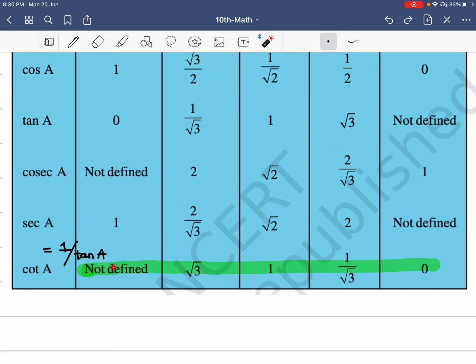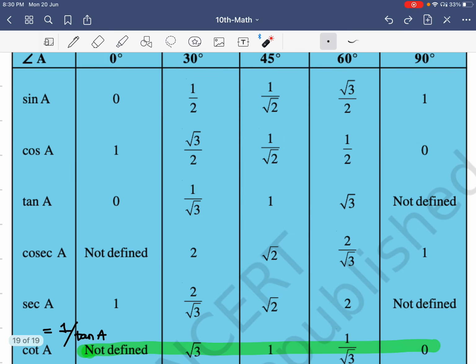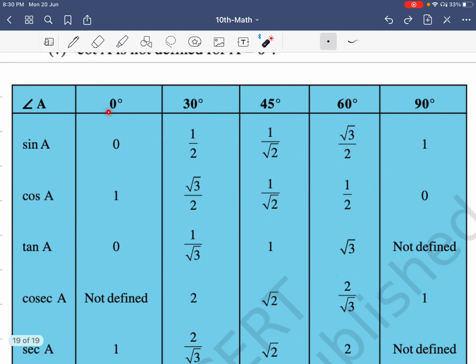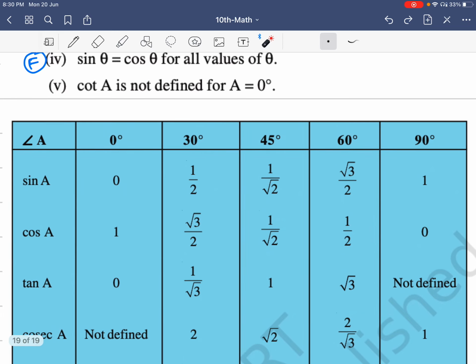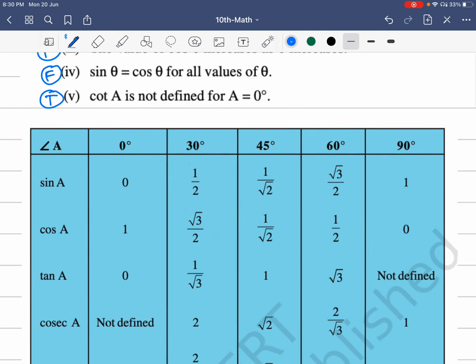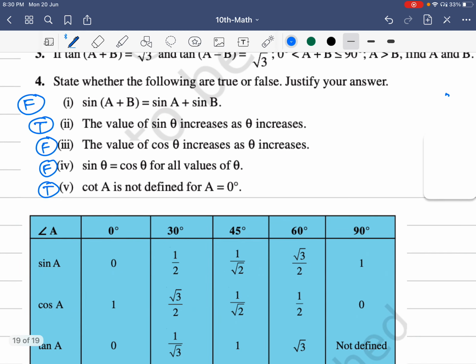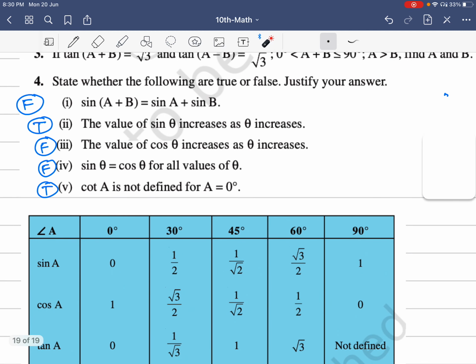So thus cot A is not defined for A equal to 0 degree. So this is absolutely a true statement. Cot A is not defined for A equal to 0 degree. So we are going to mark this as true. So thus we complete our question number 4 as well, where we had to make the conclusions whether the statements are true or false, and we had to justify our answers.